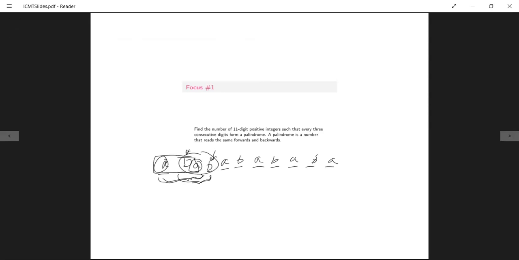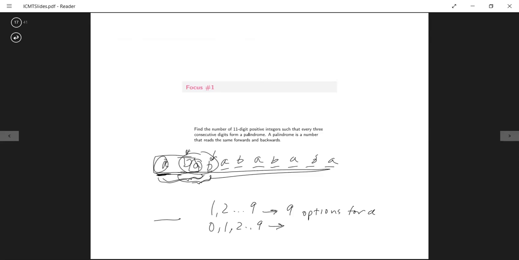So basically, we just need to compute the number of 11-digit numbers in this form, where the digits are alternating. The first digit has to be 1, 2, all the way up to 9. It can't be 0. So we have 9 options for the first digit, or for A. And then for B, B can be 0, 1, 2, basically any digit, because it's not the first digit of our number. So we have 10 options. So B can be any digit and A can be any digit but 0. So for the total number of numbers, we multiply 9 and 10 for the number of options for A and B, and this gives us an answer of 90.